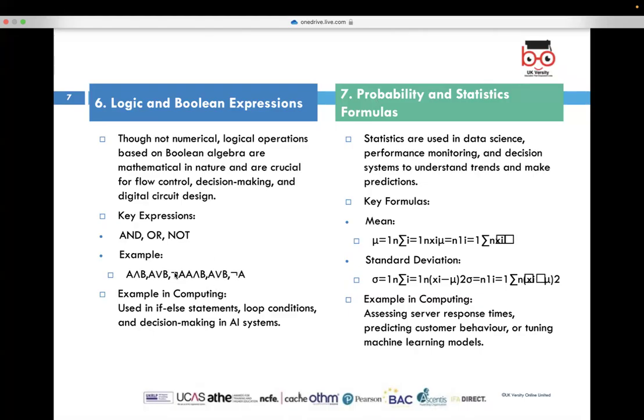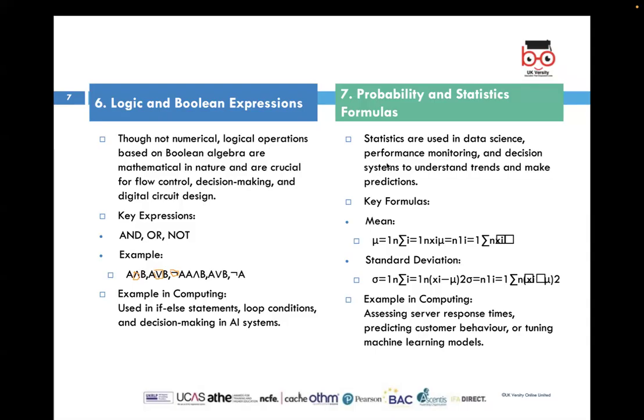So this sign here, let me see if I can annotate it. That sign there is not. This sign is or, and that sign is and, guys. An example in computing is use in if-else statements, loop conditions, and decision-making in AI systems.